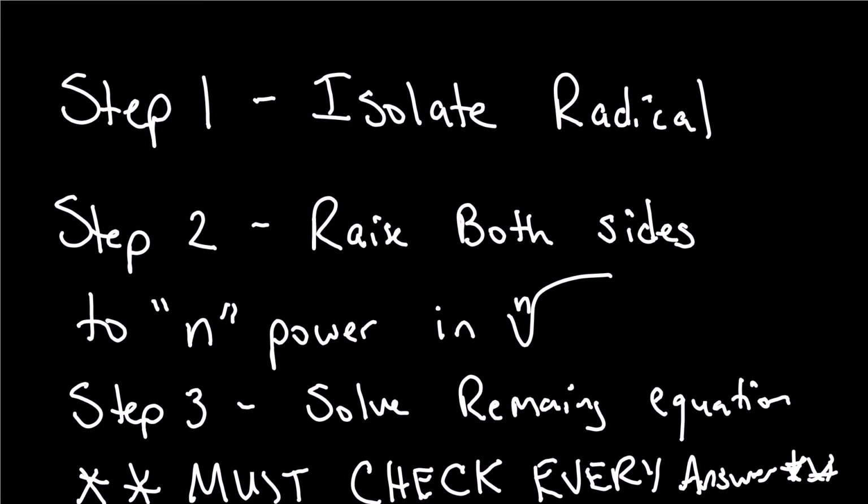Alright, so there's 3 steps you have to follow. Step 1 says you have to isolate the radical. That means get the radical all by itself. So isolate means get the radical by itself.